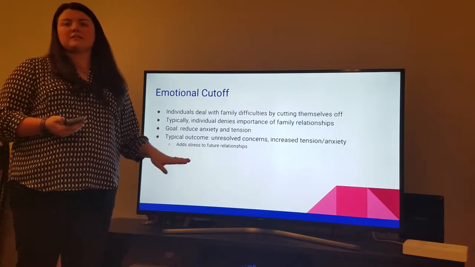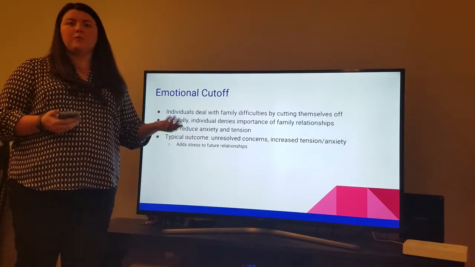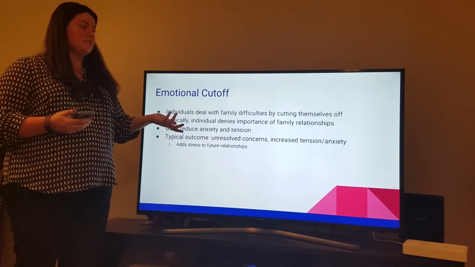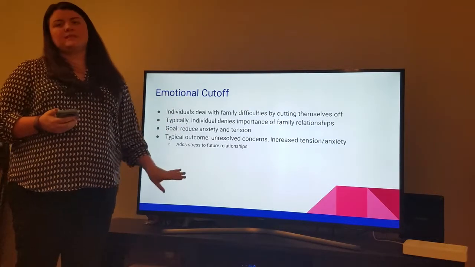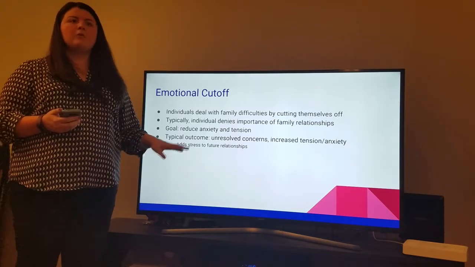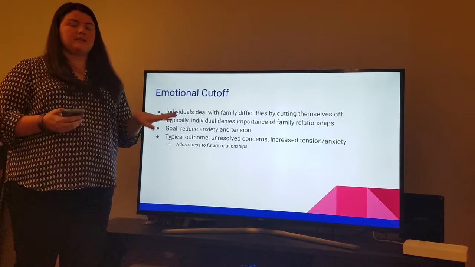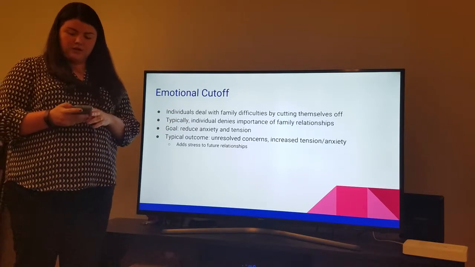So this process doesn't work, and the goal for Bowenian therapists and therapists that go by this model is to figure out how we can fix this from happening, or repair any relationships or any subsequent trauma that's happened because of emotional cutoff.